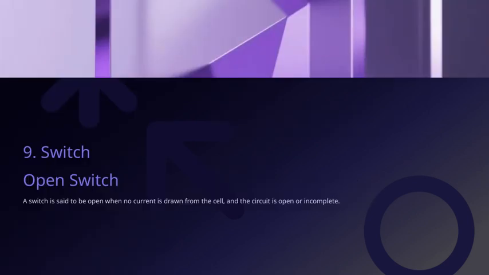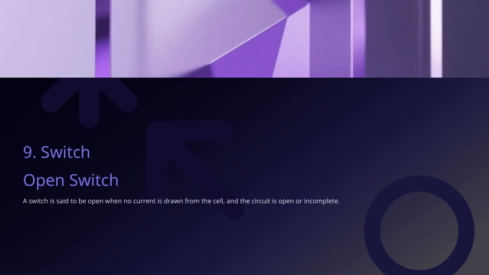Let's talk about what it means for a switch to be open. When we say the switch is open, it means no current is flowing from the cell. Essentially, the circuit is incomplete or broken. Think of it like a door that's slightly ajar. It prevents electricity from passing through.